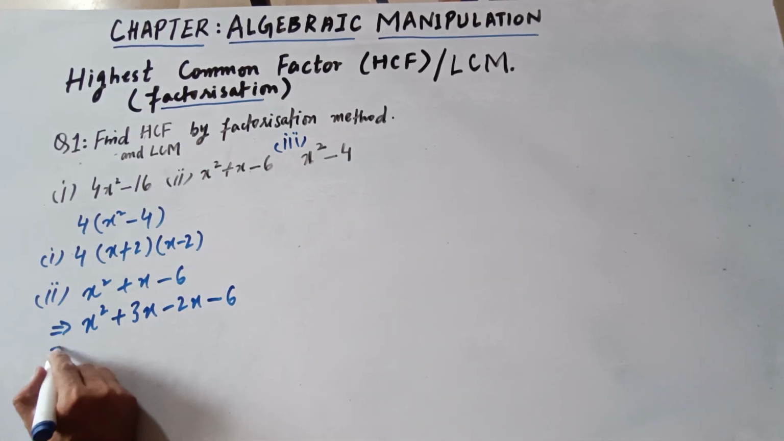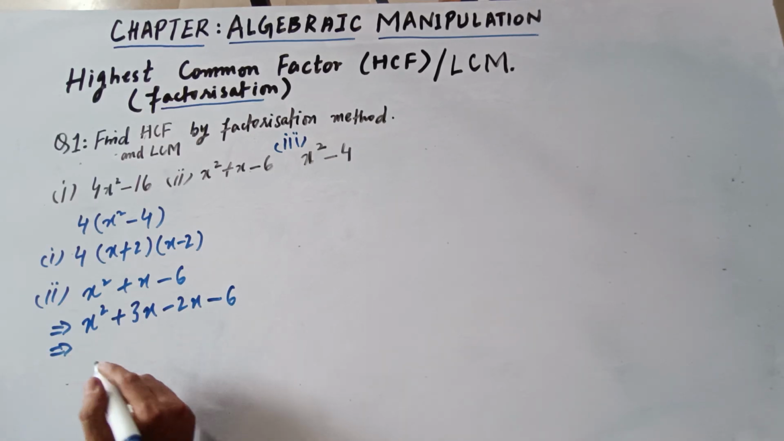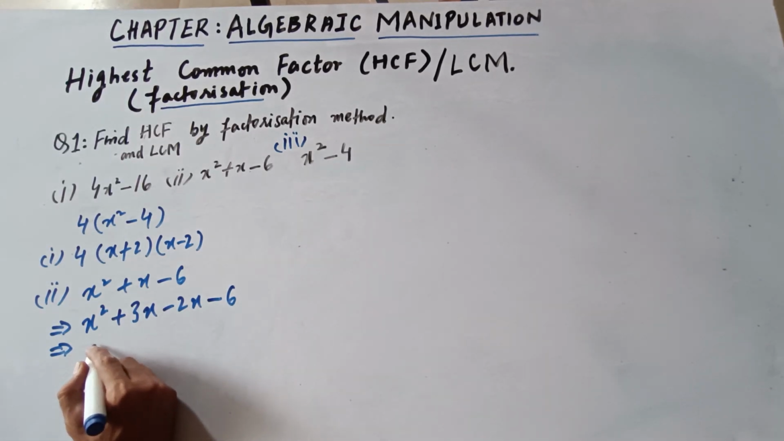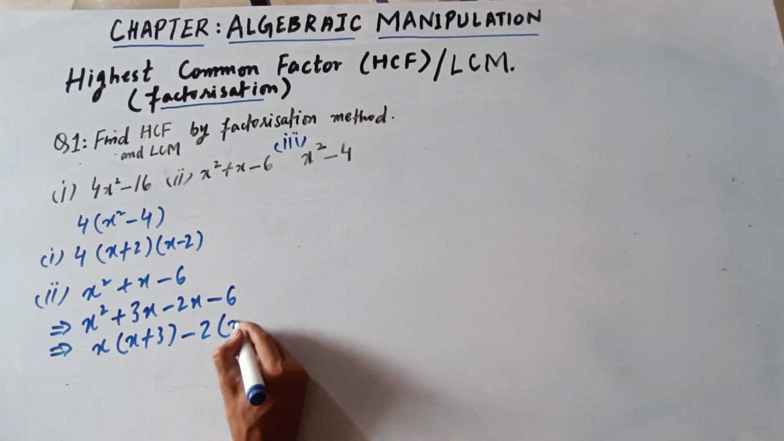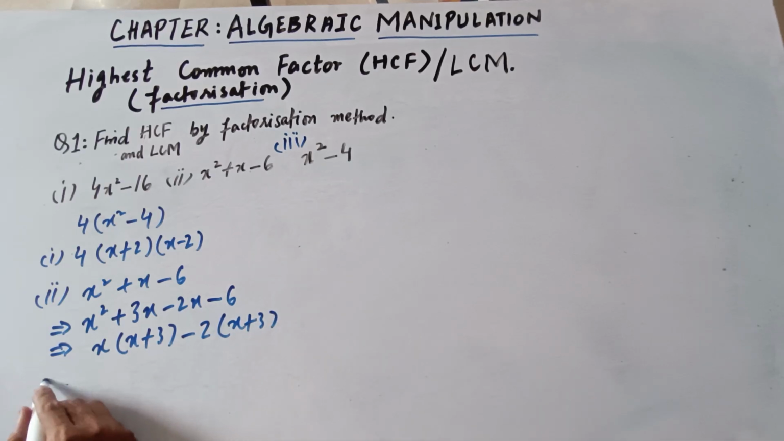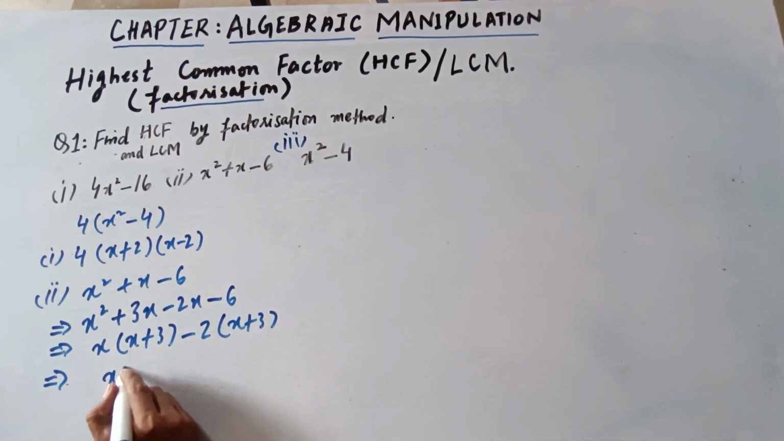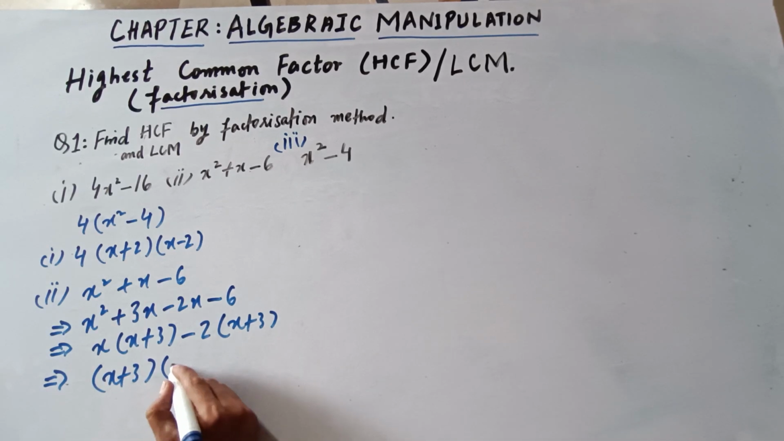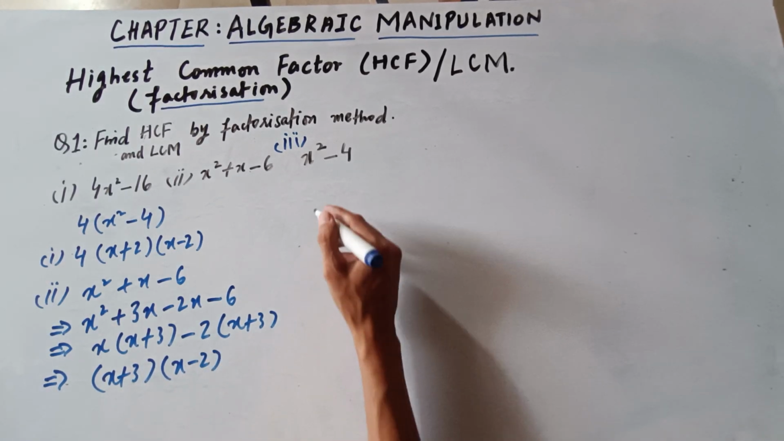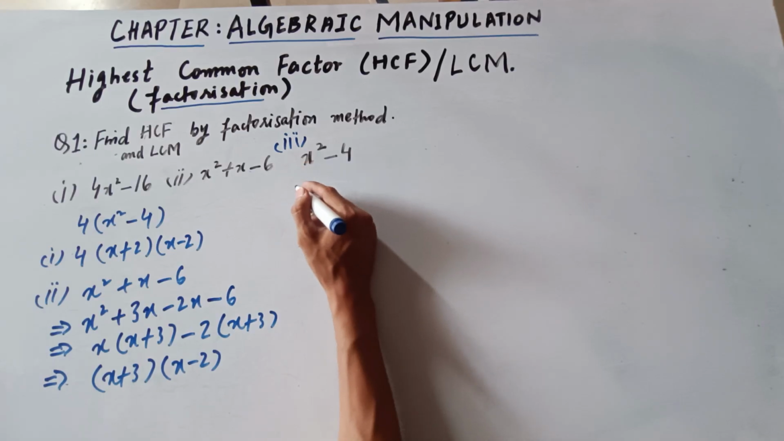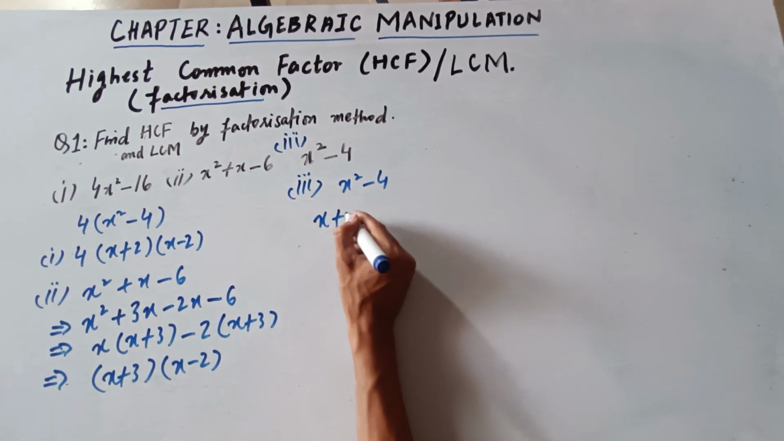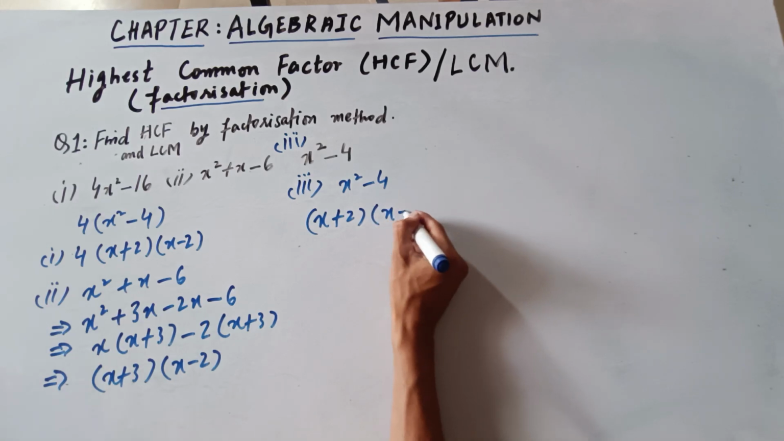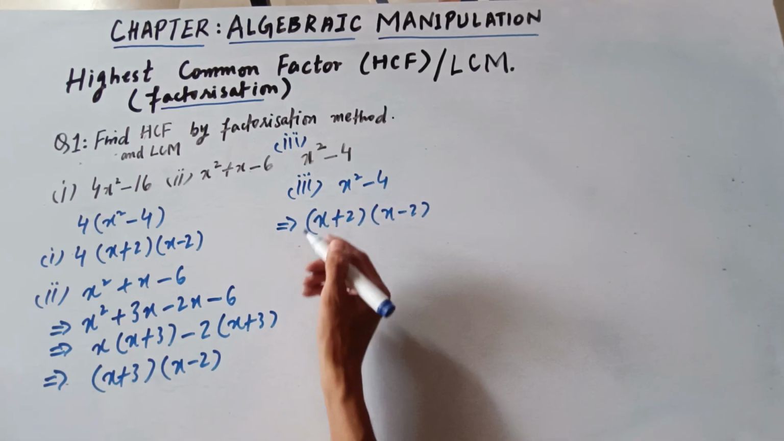In detail we have covered this factorization, all the types of it, in our factorization videos. So by taking out common we will get x plus 3 and x minus 2. The factorized form of the second polynomial is x plus 3 and x minus 2. Now in the third one we have x square minus 4. Here you can directly apply the difference of two squares and you will get x plus 2 and x minus 2. This is the factorized form of the third polynomial.